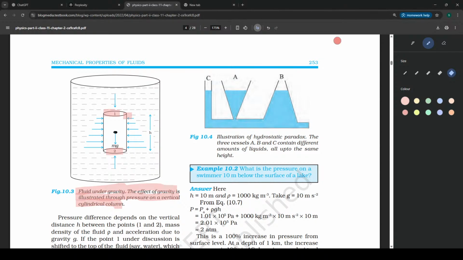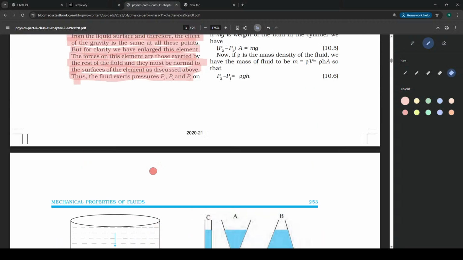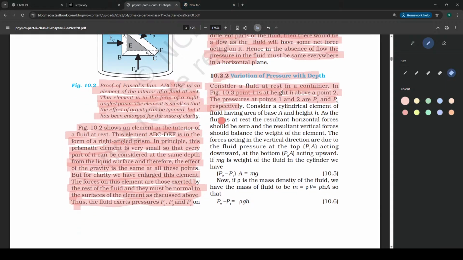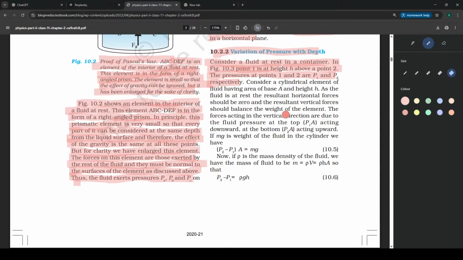Okay, then let's continue. This is point 1 and this is point 2. This is the height of the cylinder here. The pressure at the first surface is P1 and at the second surface is P2. Now consider a cylindrical element of fluid having base area A and height h. As the fluid is at rest, the resultant horizontal forces should be zero and the resultant vertical forces should balance the weight of the element.